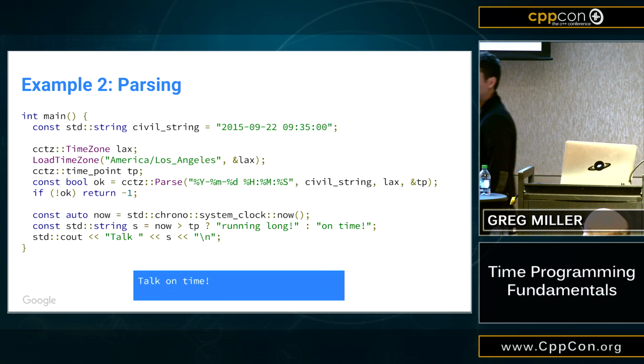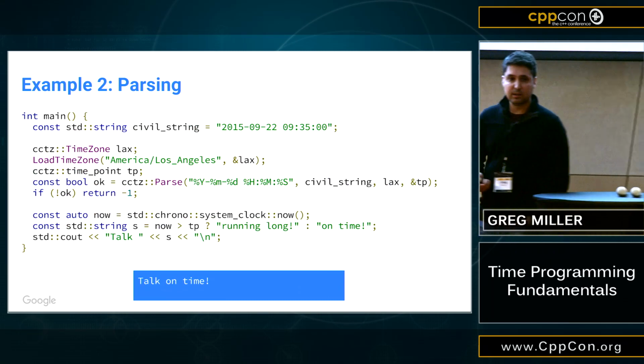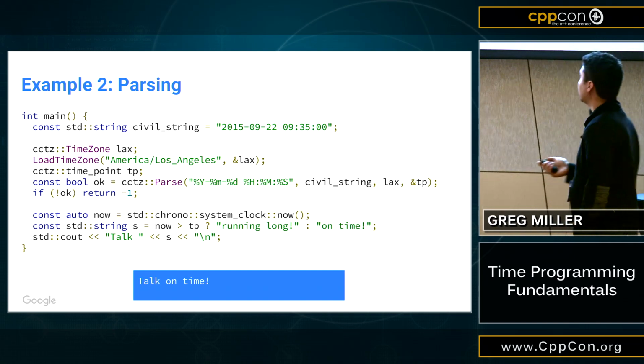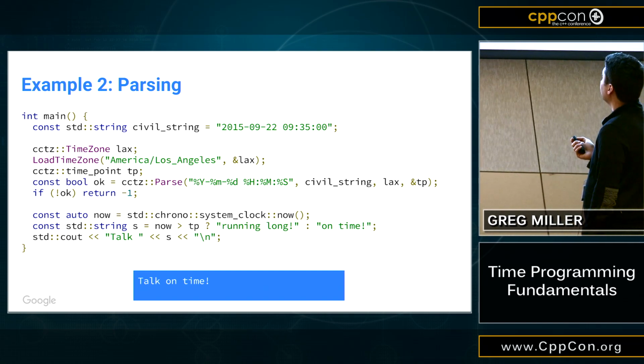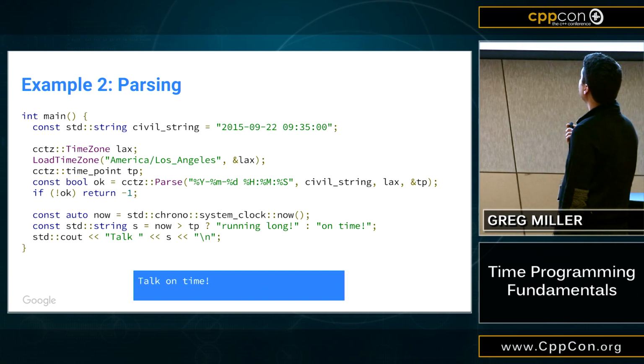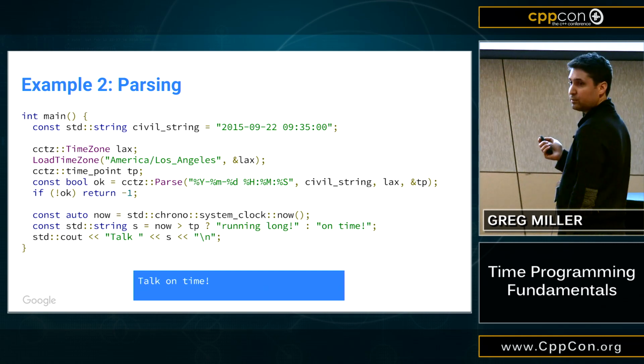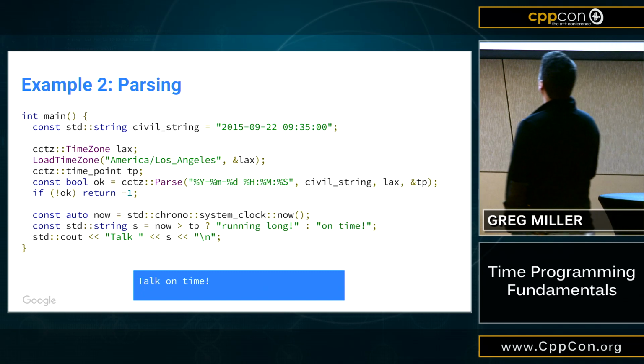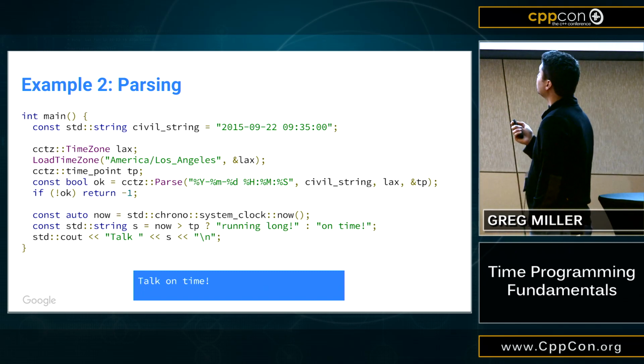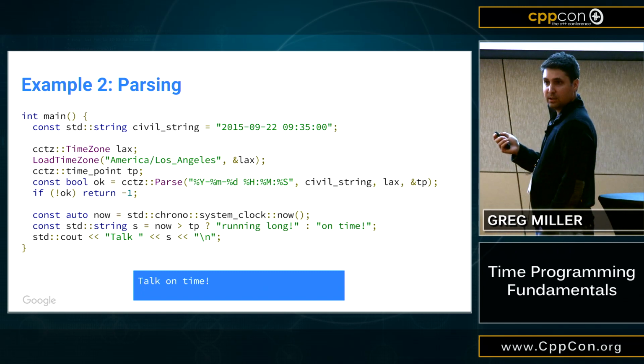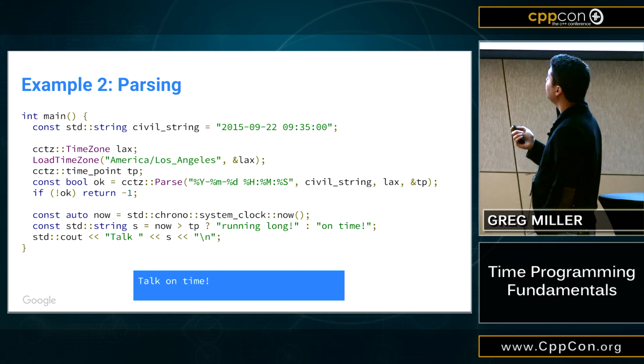So we just saw what formatting looks like. Let's see the other side. What does parsing look like? So the string I'm going to parse here, I've defined up here. It's a civil time. I name it civil string. It's 2015 9/22 at 9:35 a.m. So that's the string I want to parse. And then we're going to go ahead and load up the America Los Angeles time zone.